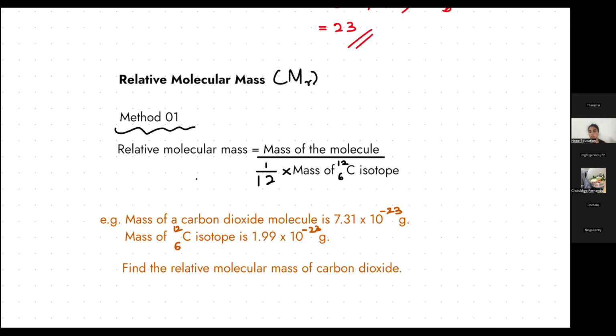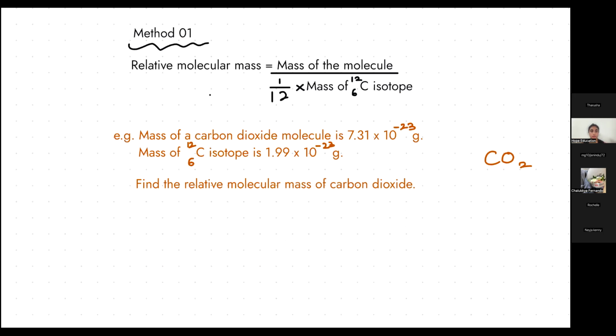Carbon dioxide is CO2. So here you can see it's a group of atoms. There's one carbon atom and two oxygen atoms. So if I give you a molecule, then we have to use relative molecular mass. Okay, so I will write the formula.